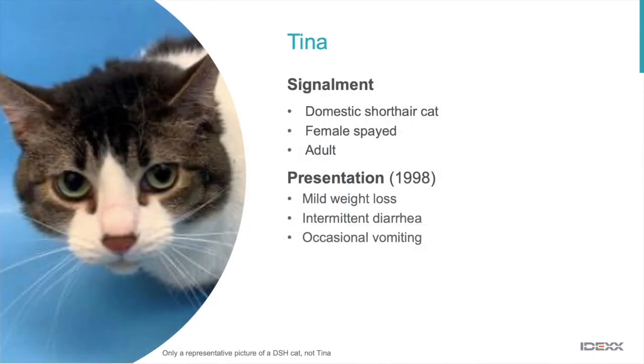Let me use a quick clinical case to document the value of the index of individuality. Tina's a cat that came through our community practice, and we actually have about 6 years worth of data for Tina. I was presented the case on the pathology service in 1998, at which time it presented with mild weight loss, intermittent diarrhea, and occasional vomiting.